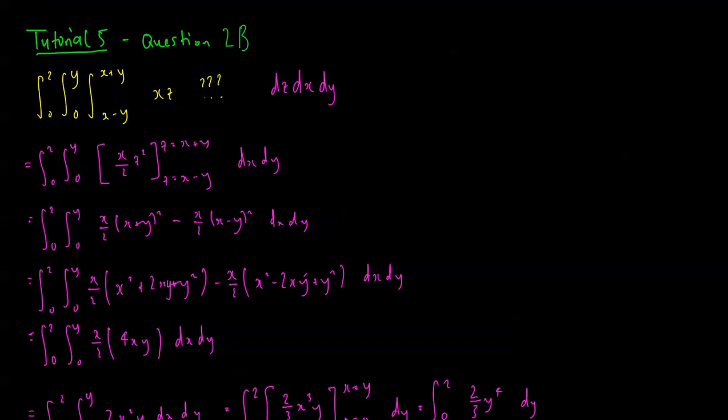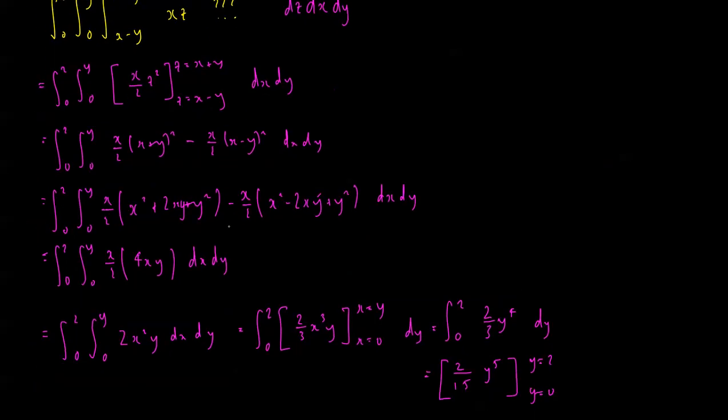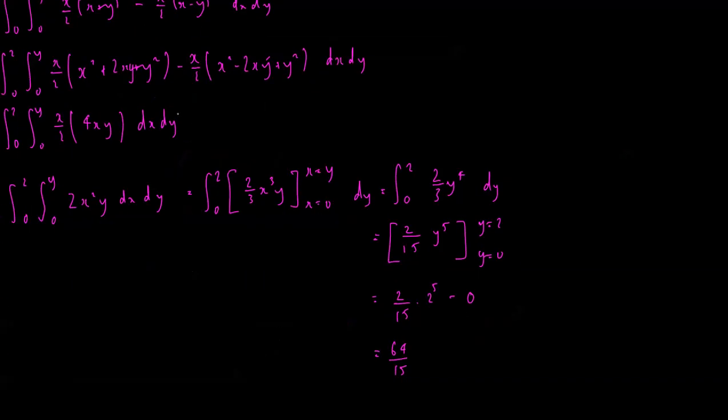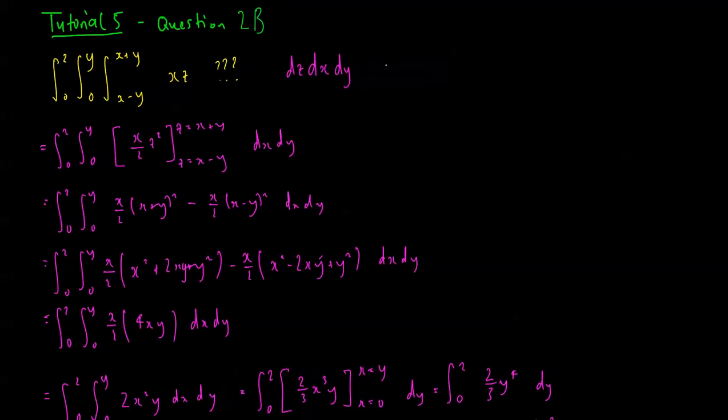Again, keep in mind that it's very simple as long as you realize all we're doing is subbing in variable limits. So it's just going to be a little bit more complicated algebraically, but the principle is just the same as taking any other triple integral. So the answer was 64 on 15.